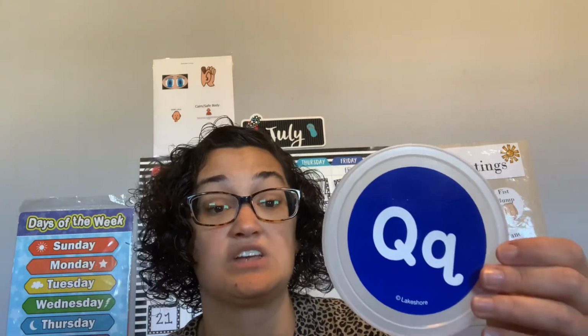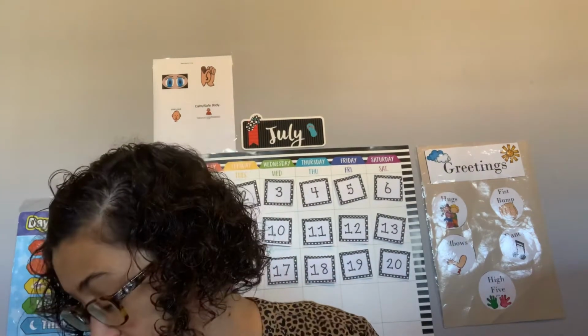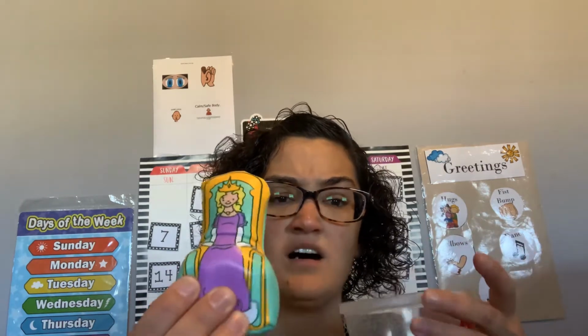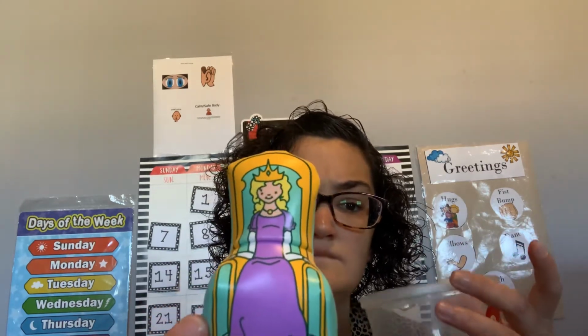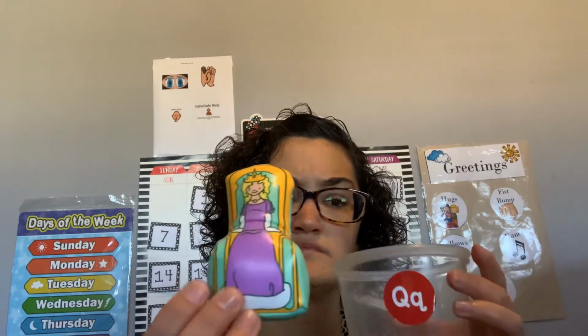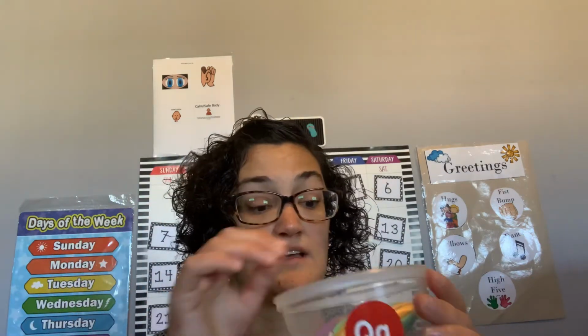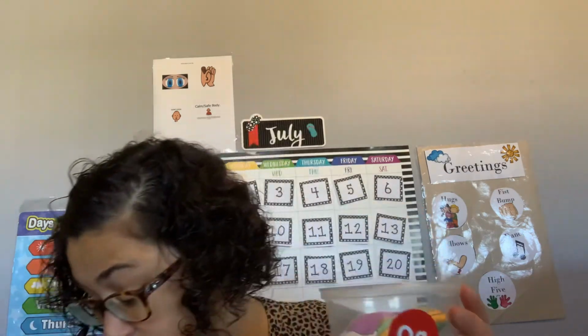Q, and Q makes the Q sound. Okay, so let's get started. What is this called? Queen. Queen goes in the Q bucket because it starts with Q.